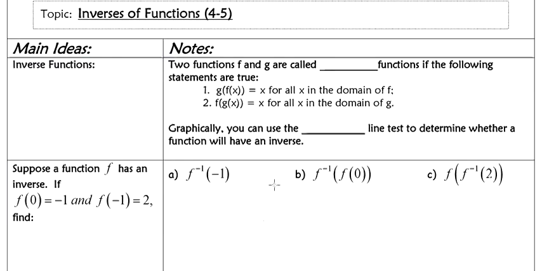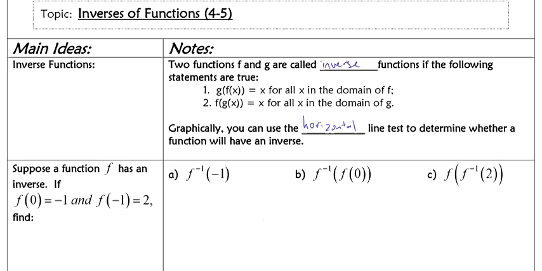We have two functions, f and g, that are called inverse functions if the following statements are true: g of f of x equals x for all x in the domain of f, and f of g of x equals x for all x in the domain of g. And graphically, you can use the horizontal line test to determine whether a function will have an inverse.